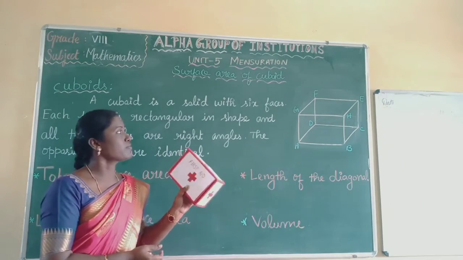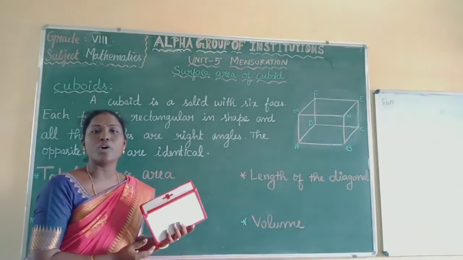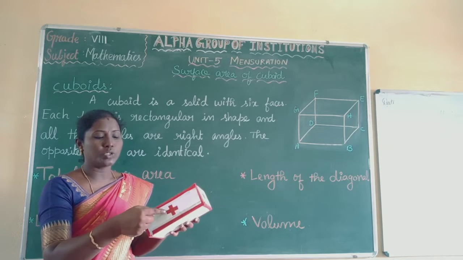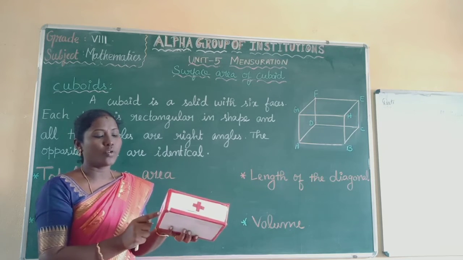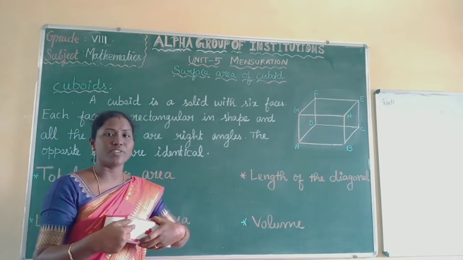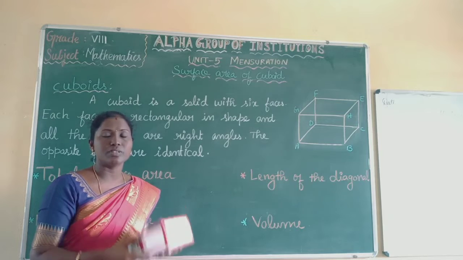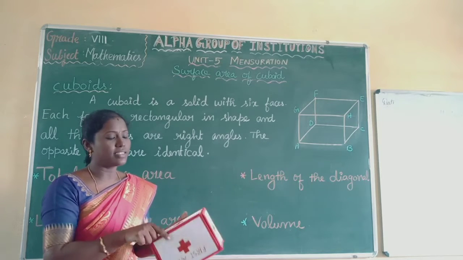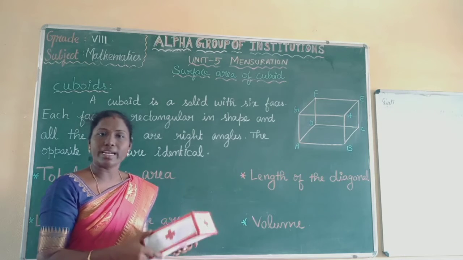How many faces are there in the cuboid? 6 faces. Count it: 1, 2, 3, 4, 5 and 6. Yes, it has 6 faces. And each face is in the shape of a rectangle. See, all the faces are in the shape of a rectangle.